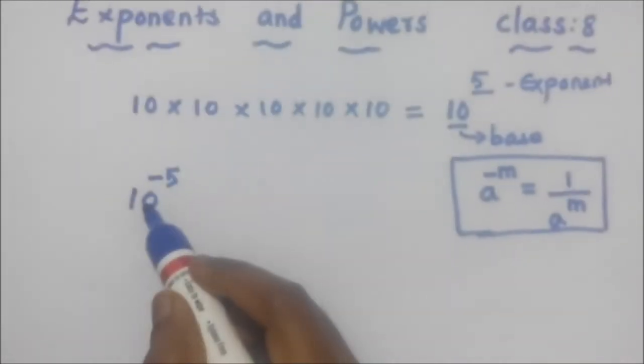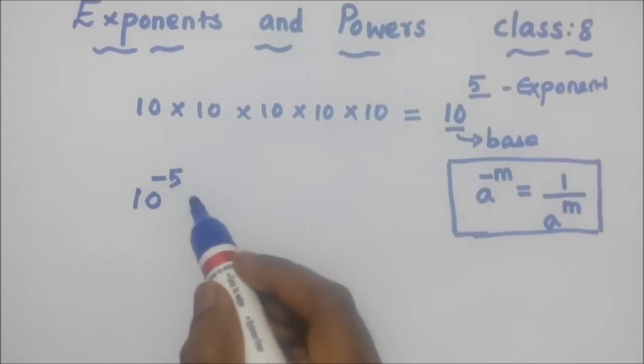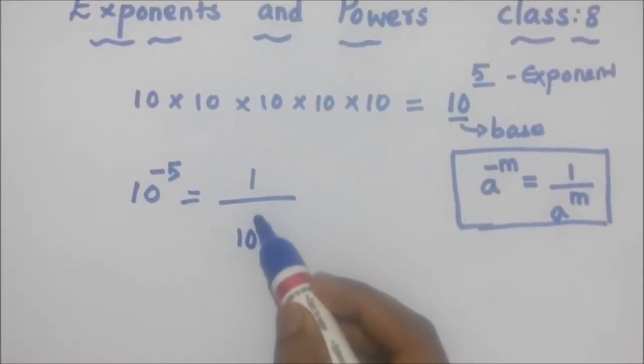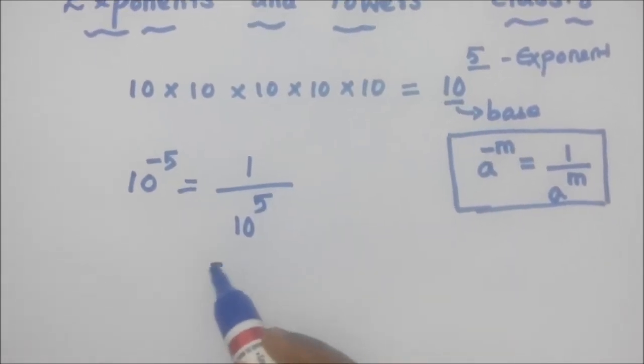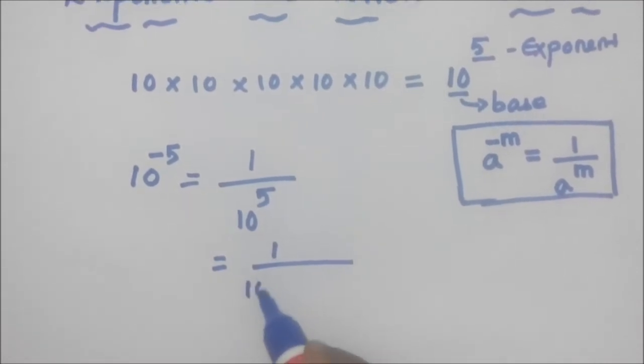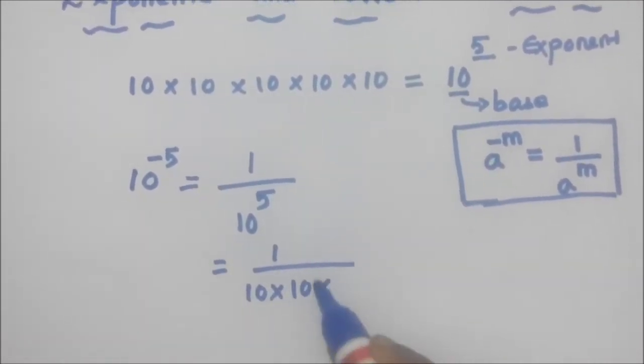Now we can write 10 raised to the power minus 5 is equal to 1 upon 10 raised to the power 5. Then we can write 1 upon 10 multiplied 5 times.